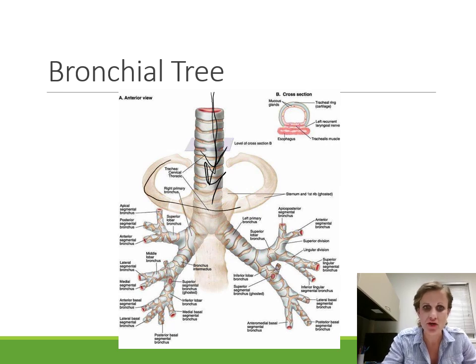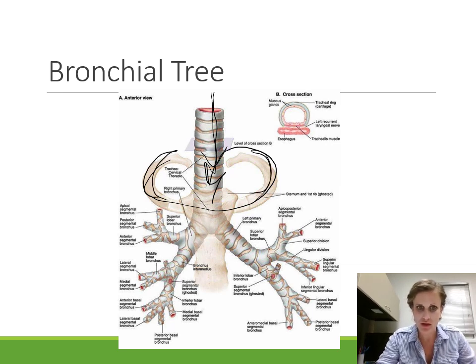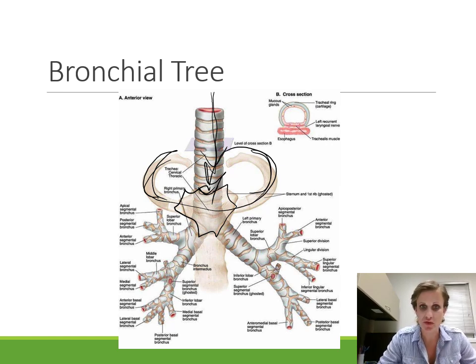And then this is our superior thoracic aperture. Remember, here's like the first rib. Okay, this is our manubrium. You see the jugular notch. So the trachea passes through the superior thoracic aperture and enters into the thorax, right? We're looking at the thoracic cage.